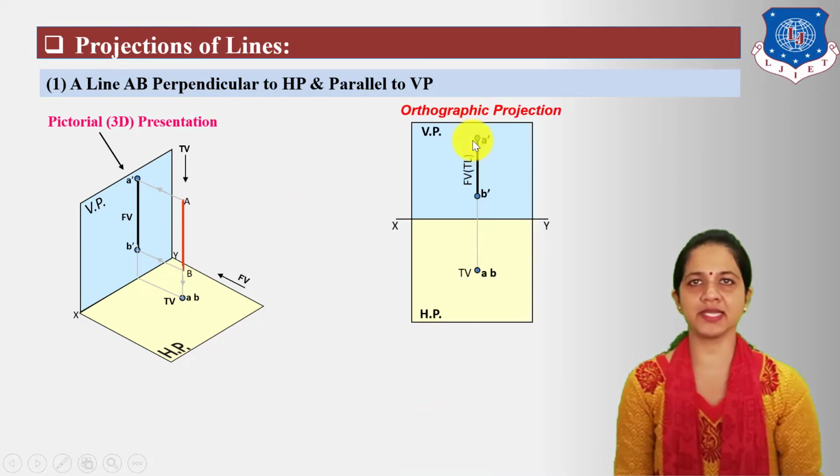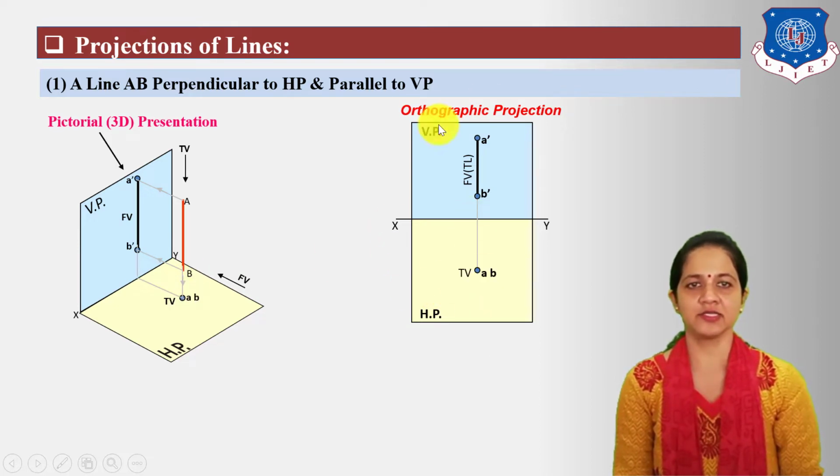So here you can see the orthographic projection of line AB. Here horizontal plane is shifted below XY line after rotation, and vertical plane is located above XY line. So front view A dash B dash is located here above XY line, and top view AB as a point is located below XY line. So this is our final answer of this case.